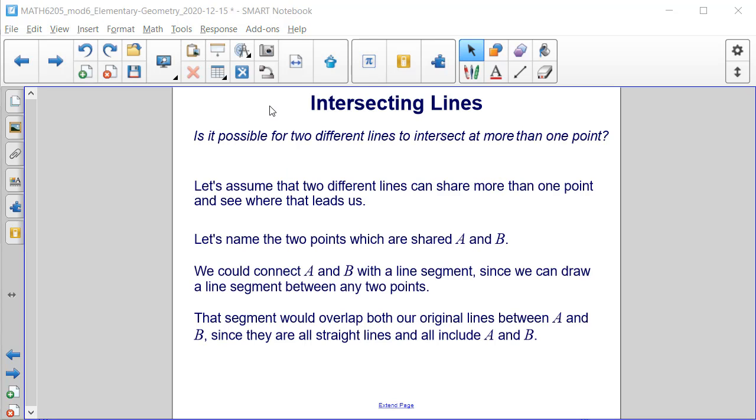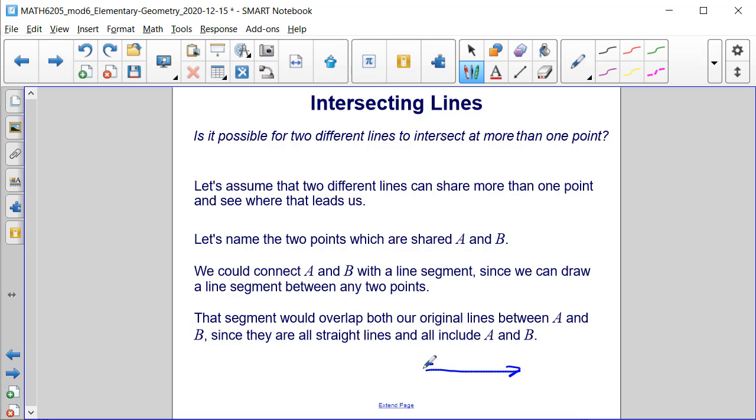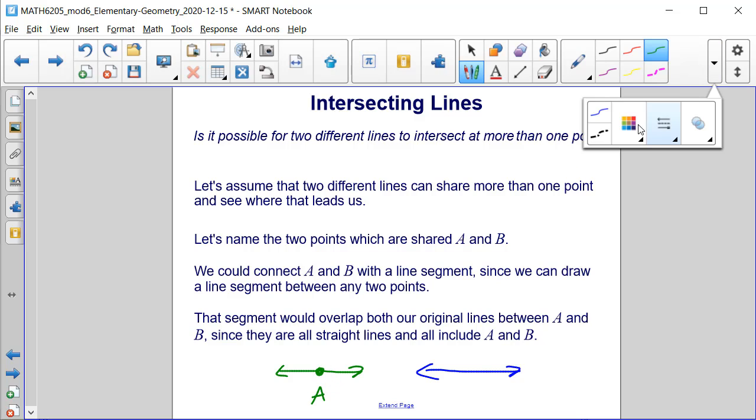Is it possible for two different lines to intersect at more than one point? Let's try to figure that out. Let's assume that two different lines can share more than one point and see where it leads us. So let's start by drawing two lines. And let's name the 2 points which are shared on these lines as A and B.